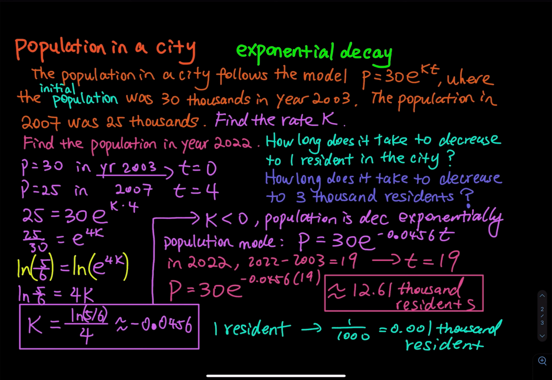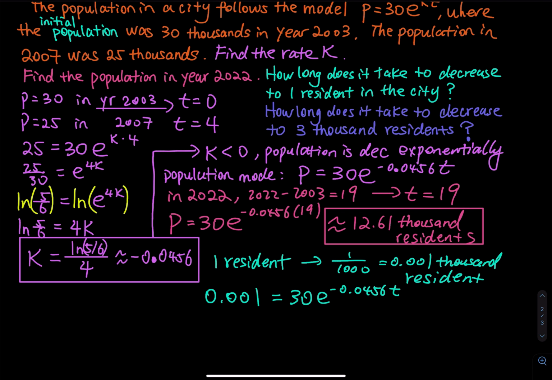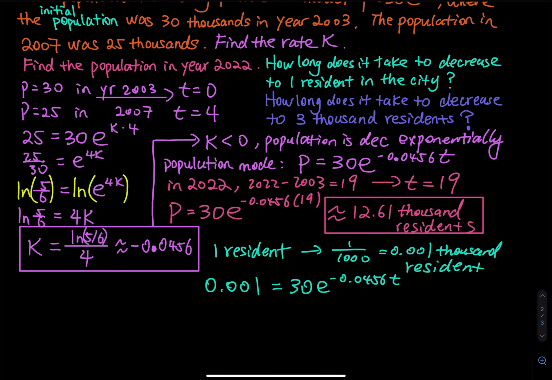And then to plug in, you plug in 0.001, that is in thousand. But when you say this in thousand, that becomes 1 because you multiply this by 1,000, and that equals the population model. So 30e to the negative 0.0456t. Okay, solve for t. The last question was easy. You plug in the t, one step, the calculator tells you what it is, but this one you have to solve an exponential equation. So divide both sides by 30, you have 0.001 divided by 30.